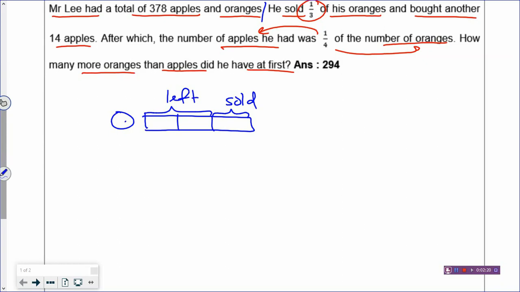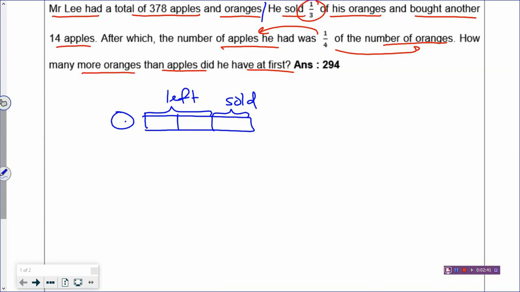It is very important to label, because if you don't label, then your model is not clear. How do you know your model is clear? When somebody looks at your model and can just use it to solve, that is clear. But if they look at your model and can't use it to solve, then it means that your model is not very clear yet.